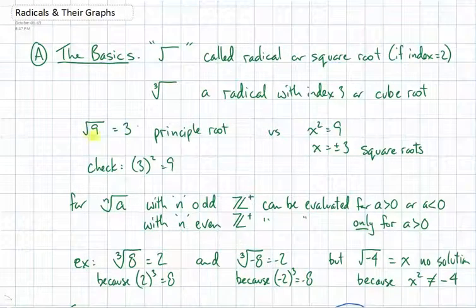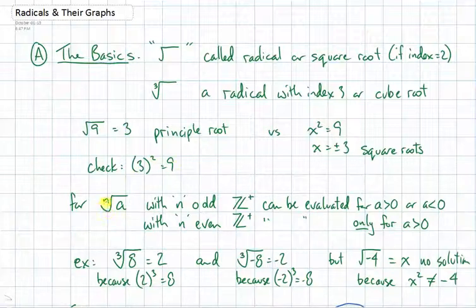Now, square root of 9 is 3, and this is called a principal root. This is a little different than x squared equals 9, where x would equal both positive and negative 3, which are square roots. So when we see the radical, we're only getting the principal root, the one that's the first, or the positive root. A check would be to say that 3 squared equals 9.